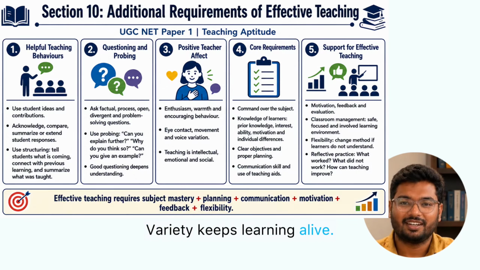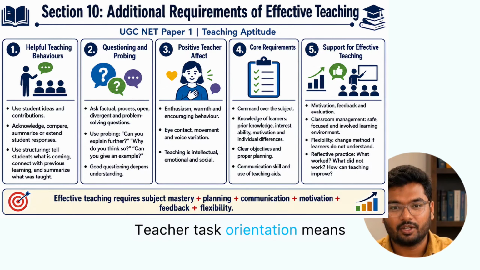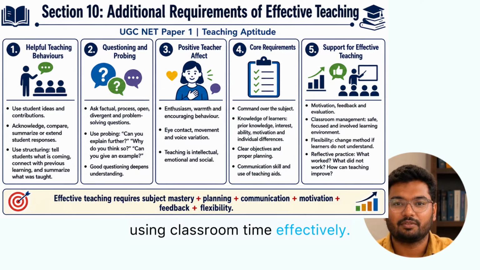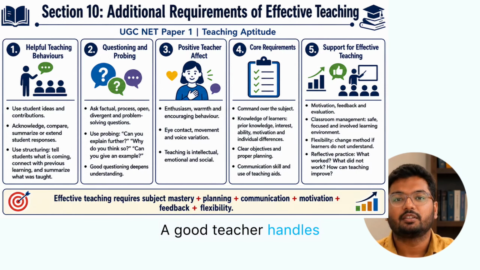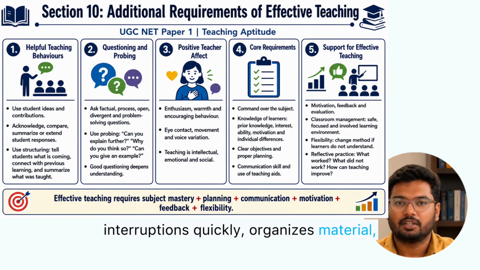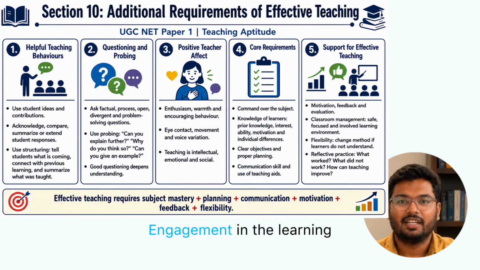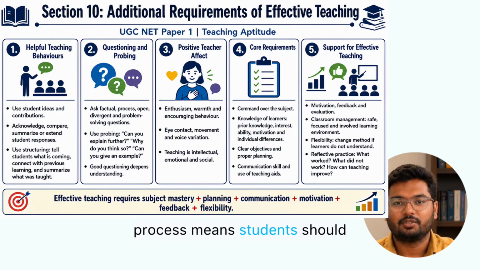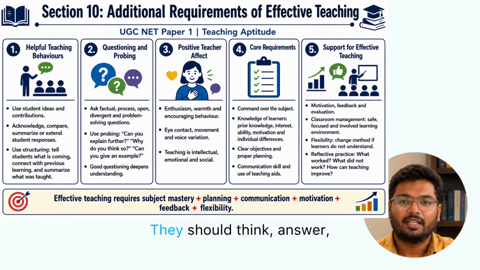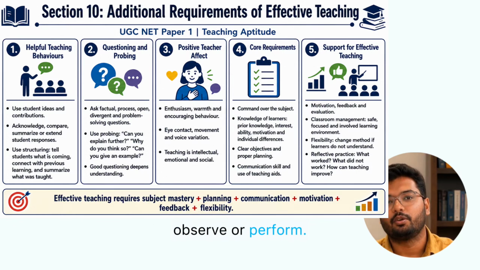Variety keeps learning alive. Teacher task orientation means using classroom time effectively. A good teacher handles interruptions quickly, organizes material, avoids unnecessary delays, and keeps the class focused on learning. Engagement in the learning process means students should not remain passive. They should think, answer, ask, discuss, write, solve, observe, or perform. Engagement is essential for deep learning.